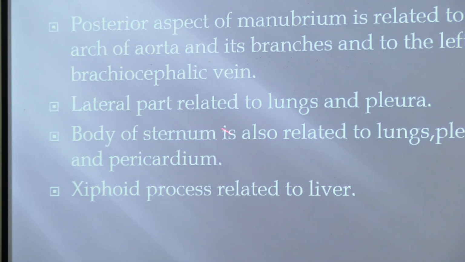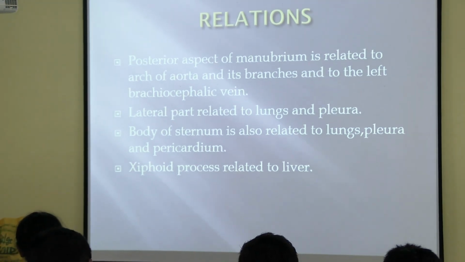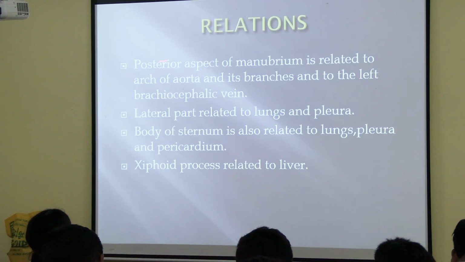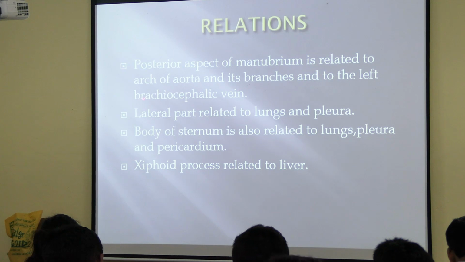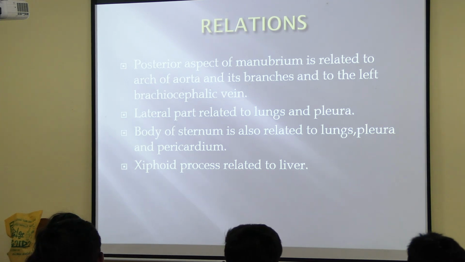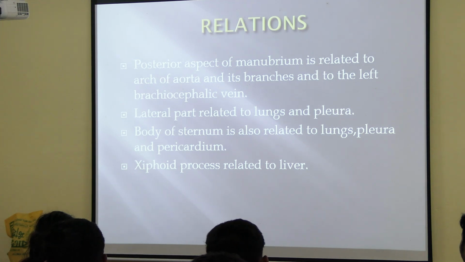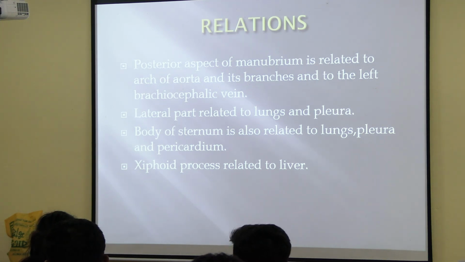Now certain relations. On the posterior aspect of the manubrium, there is the arch of the aorta as well as the left brachiocephalic vein. Okay, so the posterior aspect of the manubrium is related to the arch of the aorta and its branches, and to the left brachiocephalic vein. And on the lateral part, it is related to lungs and pleura. What is pleura? So, covering of the body. Covering. How many pleura are there? Two. Which one is the sensitive part?